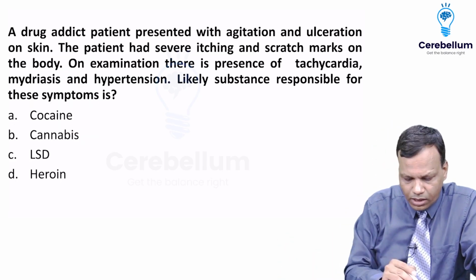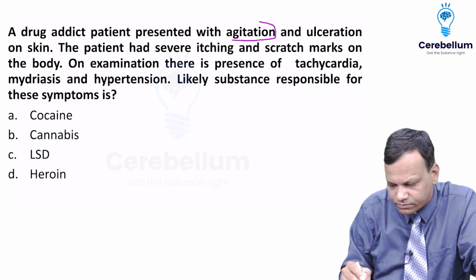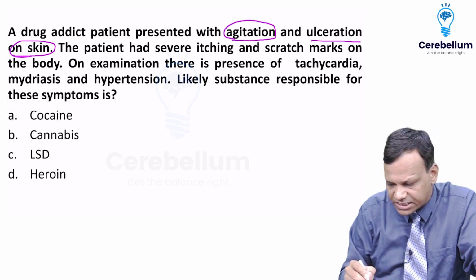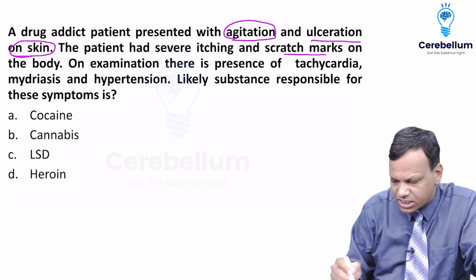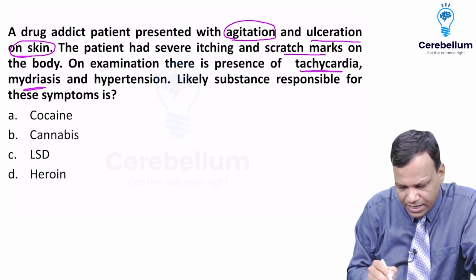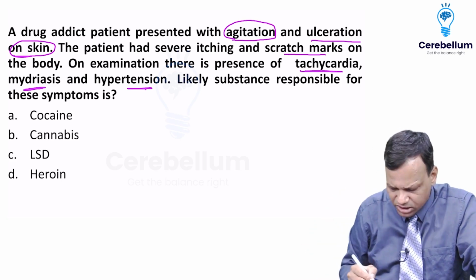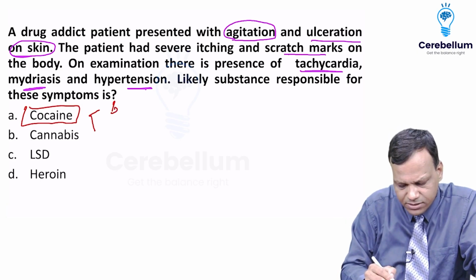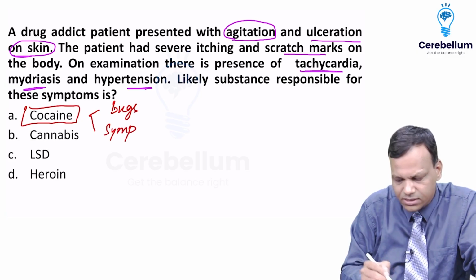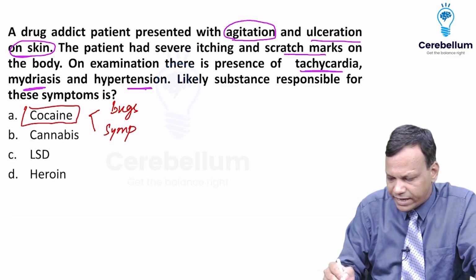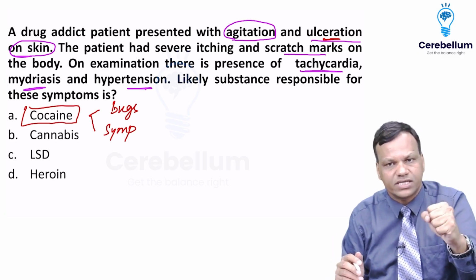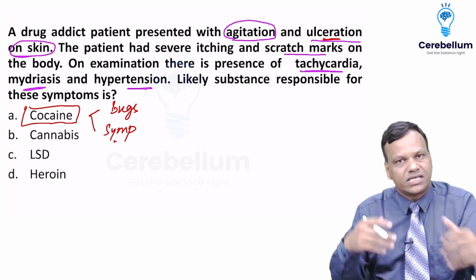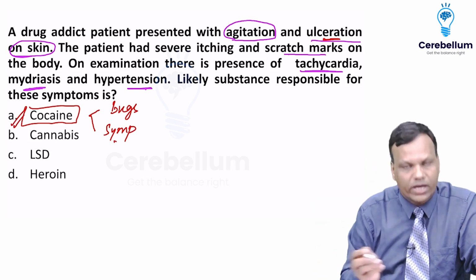A drug addict patient presented with agitation and ulceration on the skin. The patient has severe itching and scratch marks. On examination, there is tachycardia, mydriasis, and hypertension. Likely substance? All these fit cocaine. Remember, two important things about cocaine we discussed: one, cocaine bugs, and second, sympathetic effects. Cocaine bugs are indicated by the ulceration and the scratch marks of the skin. And sympathetic symptoms: tachycardia, hypertension, mydriasis, all the sympathetic symptoms. Plus in the CNS, it can cause agitation. The answer is cocaine.